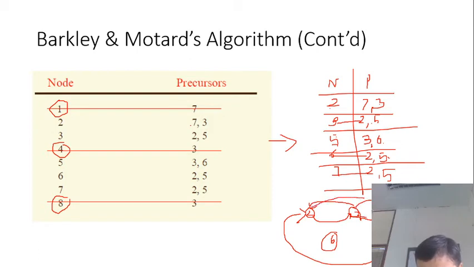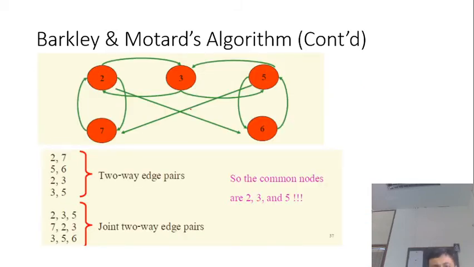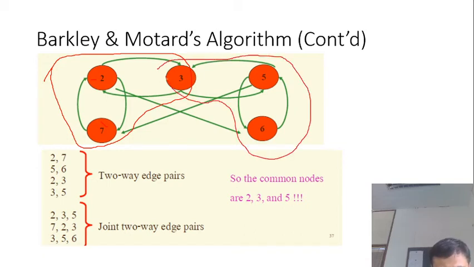You see, now this becomes your two-way edge. 5 has precursors 6 and 3. 6 has precursors 2 and 5. See, and 7 has precursors again 2 and 5. So if I draw it properly, it is this. Just look at this. So you can very easily make out that this is one two-way edge pair. This is another two-way edge pair. And this is the third two-way edge pair.